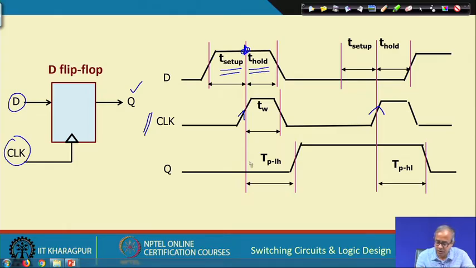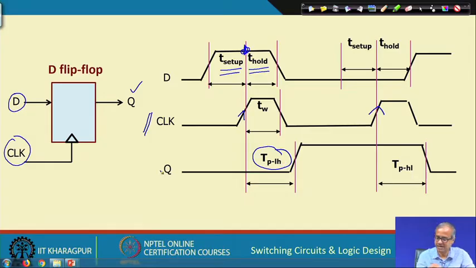And after the clock edge comes, let us say here this red vertical bar, how much time will it take for the output to change? This is my propagation delay. Now, since D was 0 and is becoming 1, Q will also become 1. So, this is a low to high transition, denoted by propagation delay low to high.